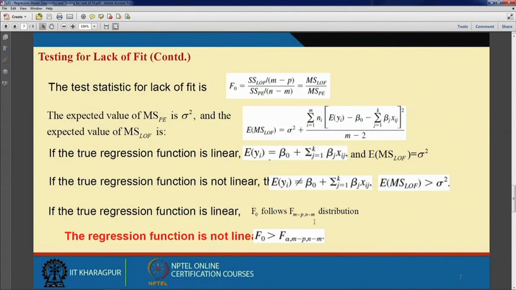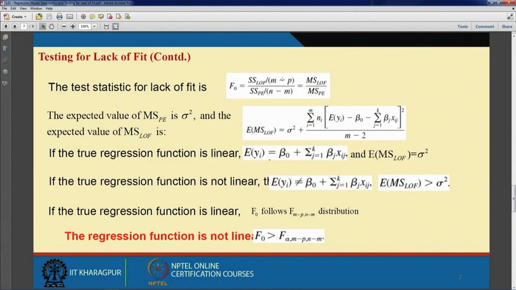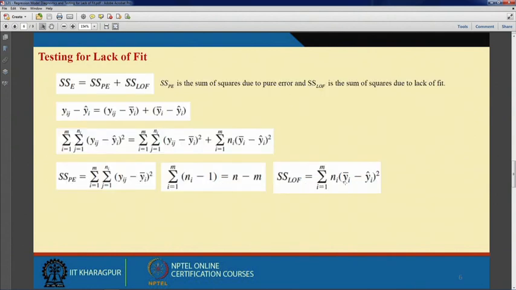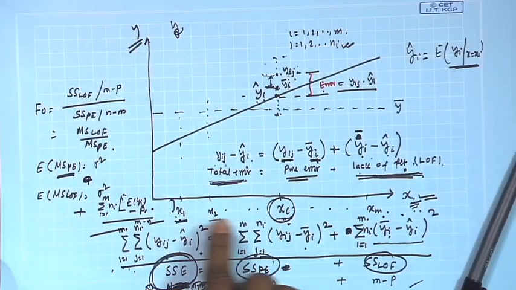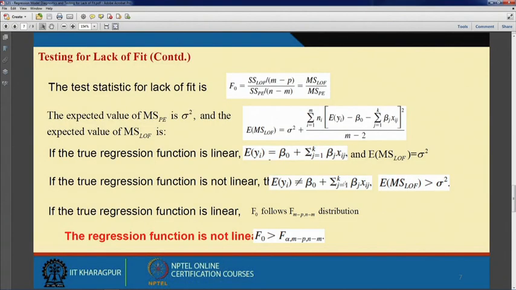Let us compute a statistic to say whether lack of fit is significant or not. This statistic is F0, which is SS lack of fit divided by its degrees of freedom. How many x levels are there? i equal to 1 to m, and you also lose one degree for each parameter, so for p parameters you lose p degrees of freedom. So it is m minus p. This is divided by SS pure error by its degrees of freedom, the remaining degrees of freedom from SSE, that is n minus m. So you get MS lack of fit by MS pure error.